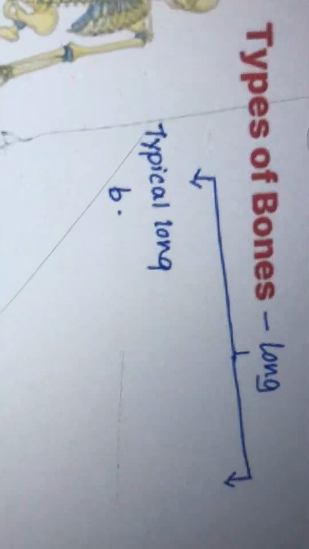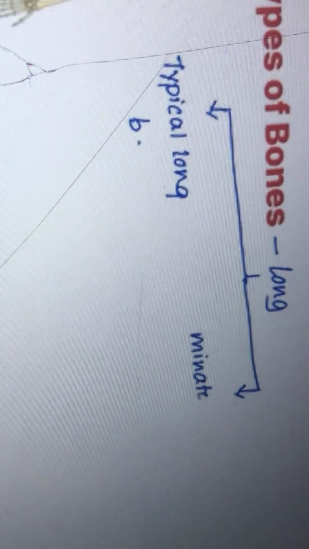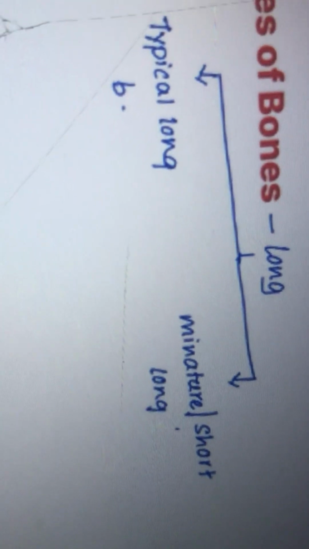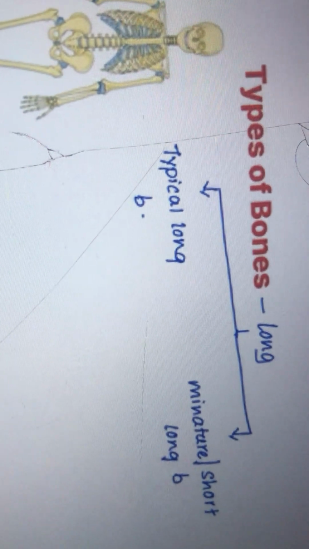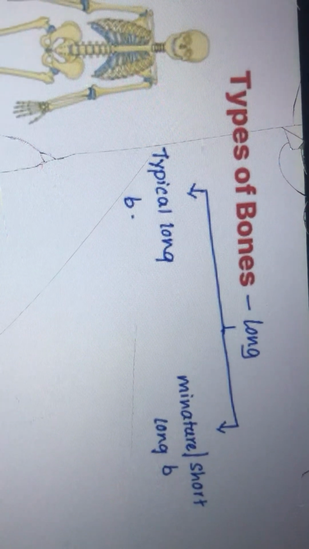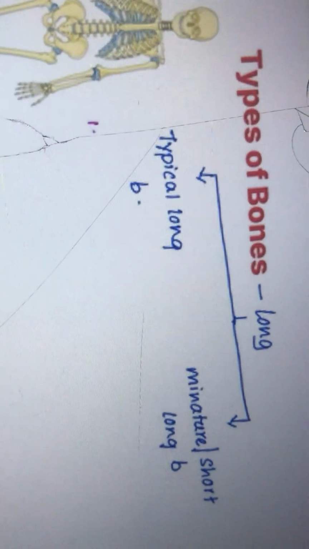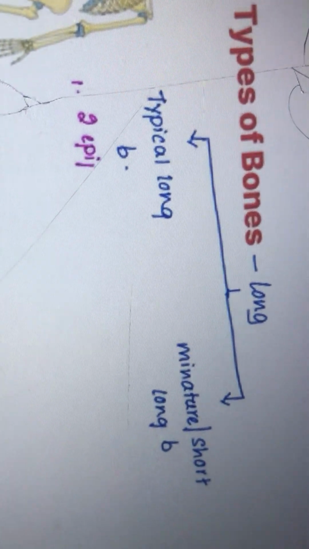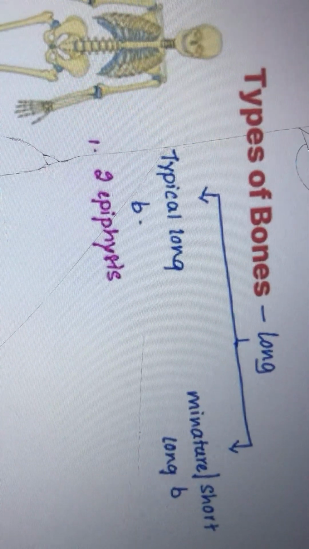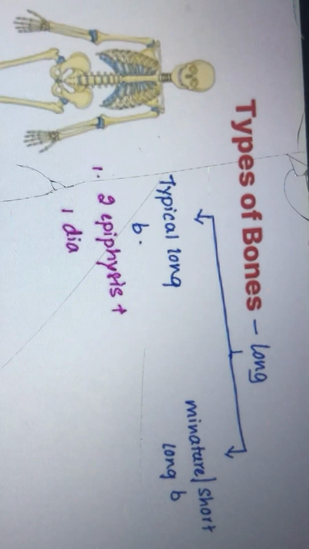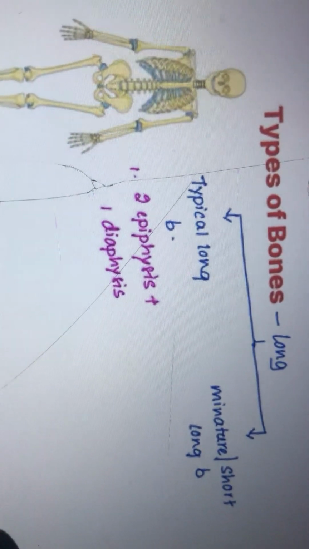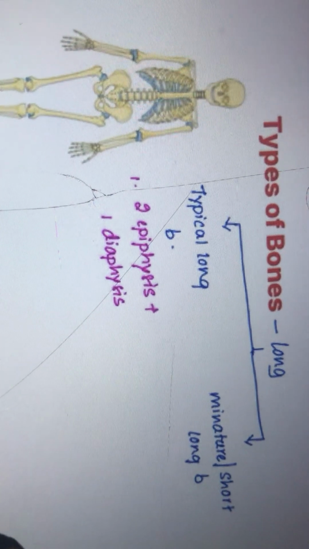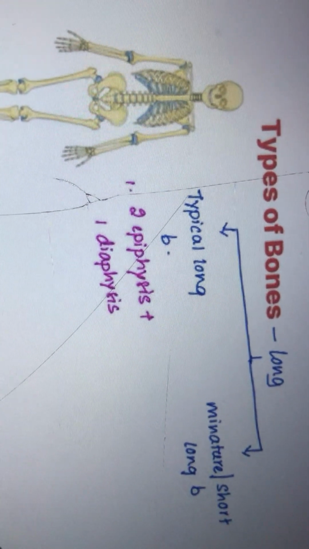And then we have miniature or short long bones. So these are the two subdivisions of long bones. Now what exactly is the meaning of a typical long bone, right? When you call a bone a typical long bone, remember it should have two epiphyses plus one diaphysis, right? Means to say that it should have two ends which form the epiphysis and one single shaft. This is a must to call a bone a typical long bone, right?